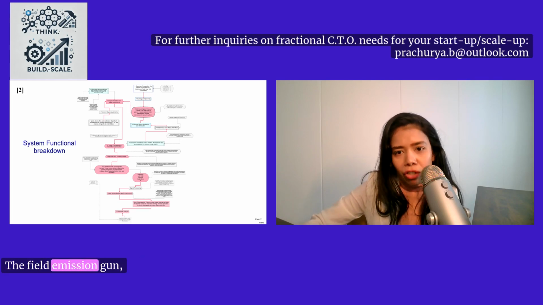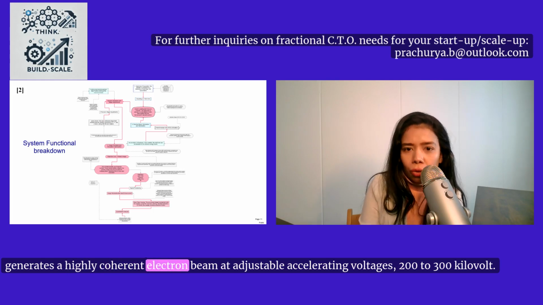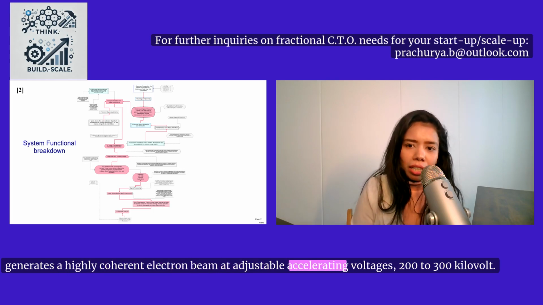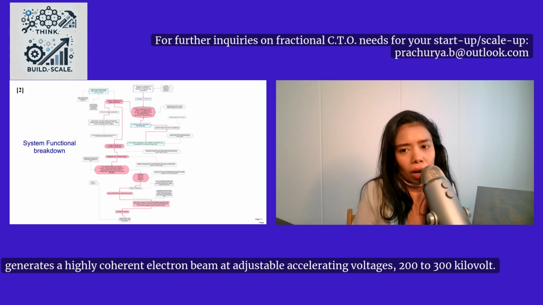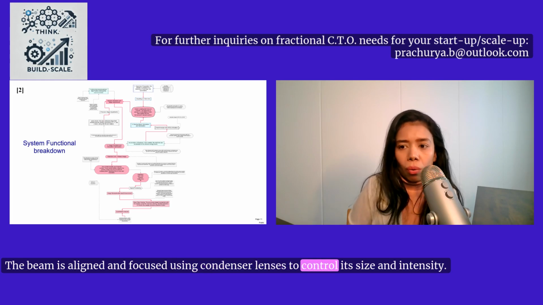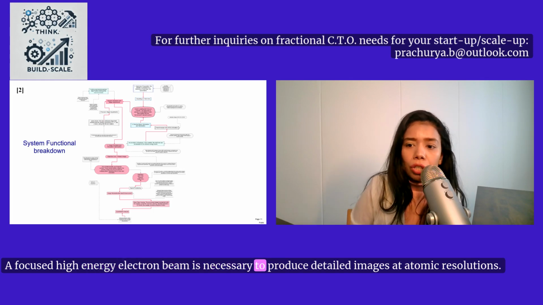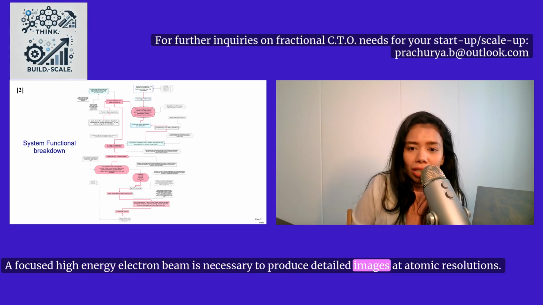Step 4 is electron beam generation. The field emission gun generates a highly coherent electron beam at adjustable accelerating voltages, 200 to 300 kilovolt. The beam is aligned and focused using condenser lenses to control its size and intensity. A focused high-energy electron beam is necessary to produce detailed images at atomic resolutions.